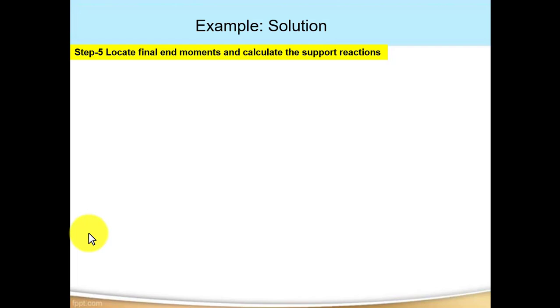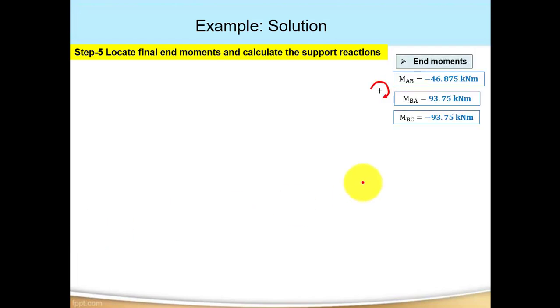Therefore, first let us bring the end moments here that we have calculated previously. Those are the end moments according to the sign convention, clockwise as positive. MAB equals minus 46.875, MBA equals 93.75 kilonewton meter, MBC equals minus 93.75 kilonewton meter. Therefore, MAB is counterclockwise, MBA clockwise, MBC counterclockwise.